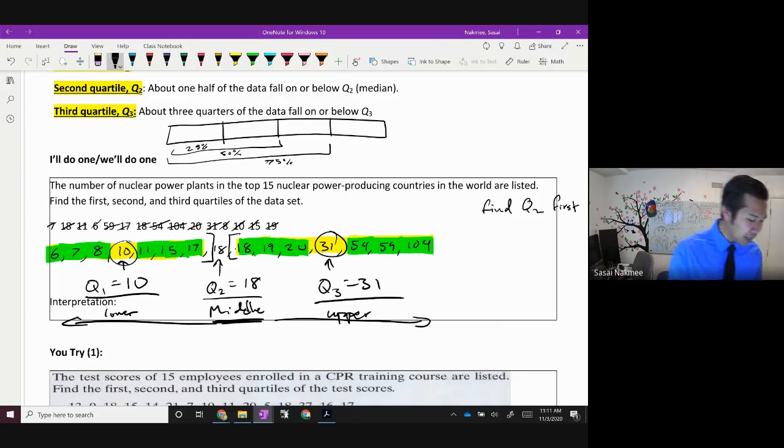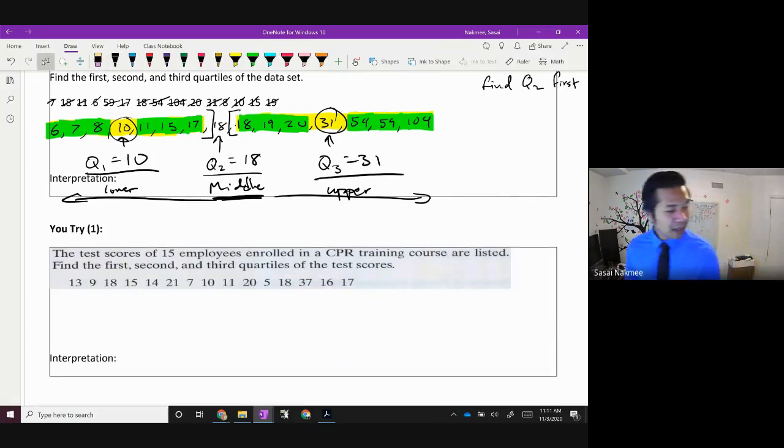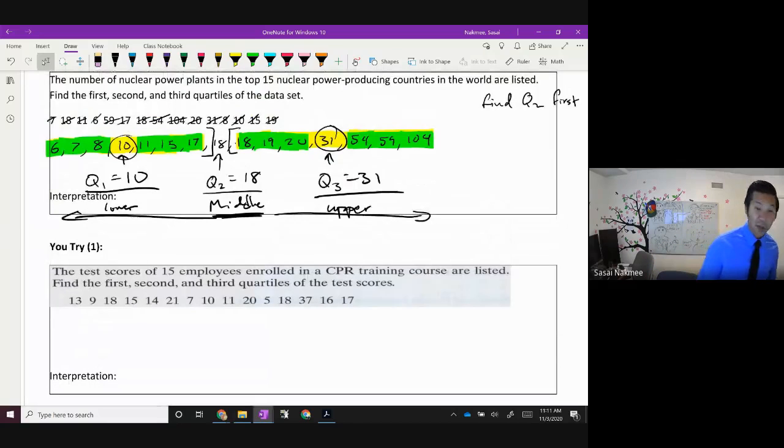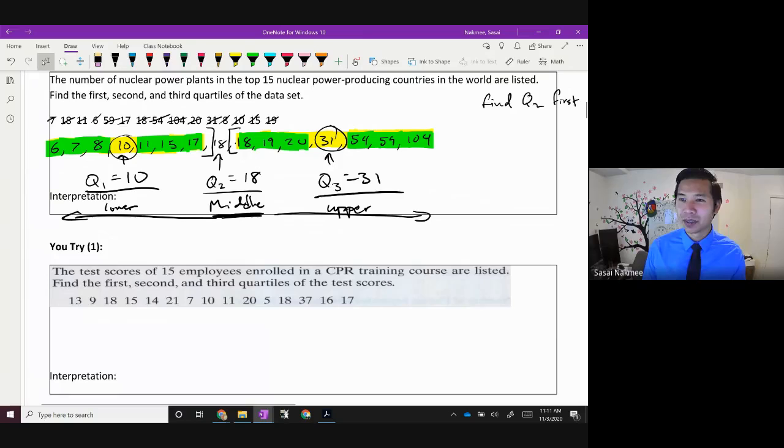Can you go ahead and try this in your notes right now, the U-Try for number 1? The test scores of 15 employees enrolled in a CPR training course are listed. Find the first, second, and third quartiles of the test scores. So pretty much find Q1, Q2, and Q3 for this U-Try. Go ahead and try that real quick. I'll leave this right here so you can see what I did. Remember, the first thing you need to do is put all your data in order. Please do that as your first step.